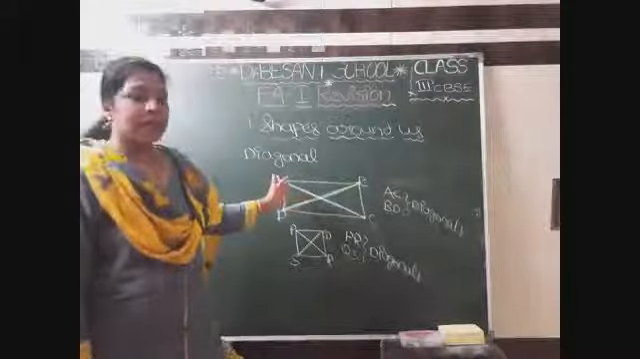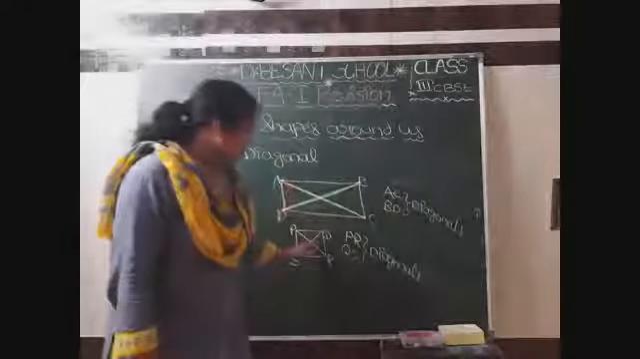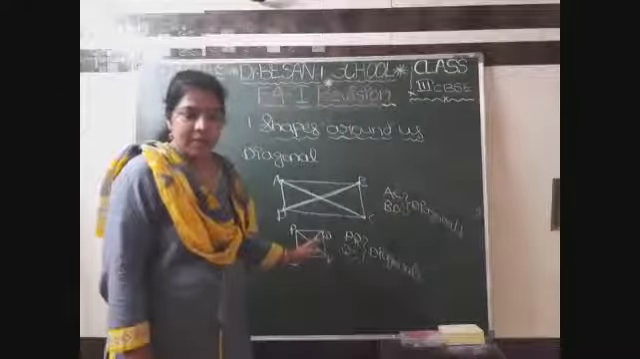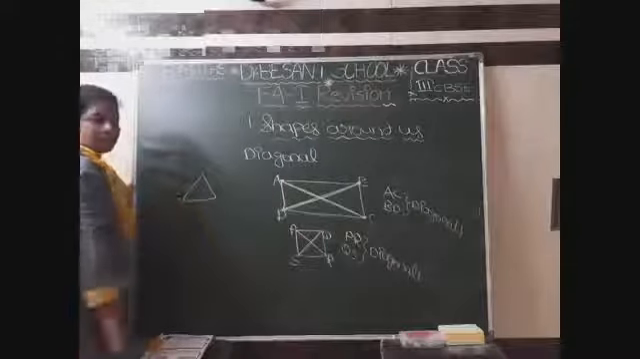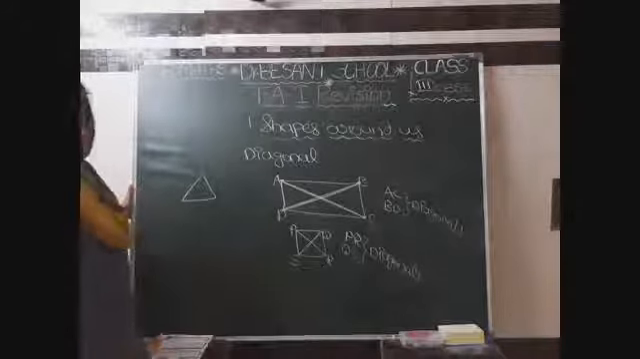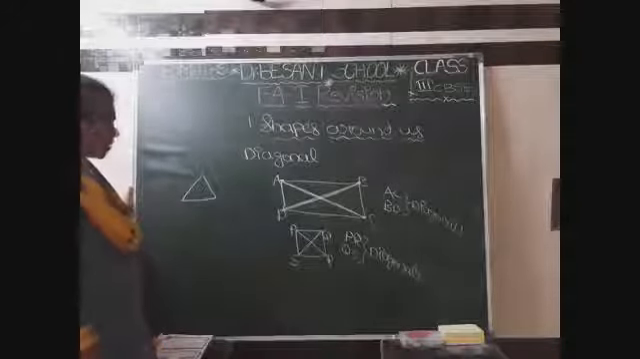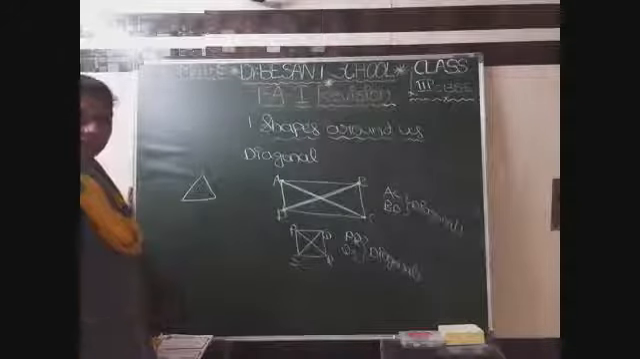Now we have drawn the diagonals for the rectangle and for the square. Now can you say, children, what are the diagonals for this triangle? Can you draw the diagonals for this triangle?